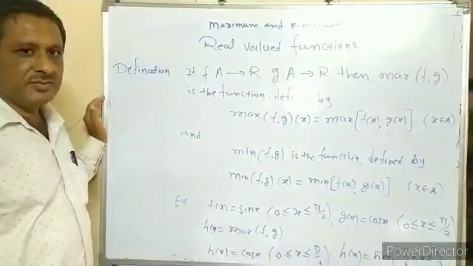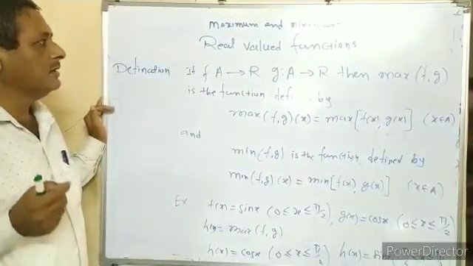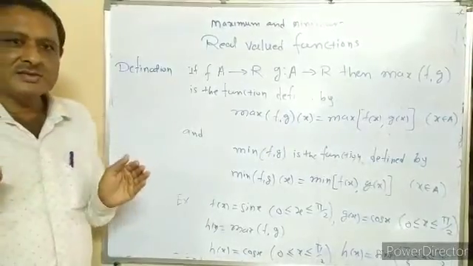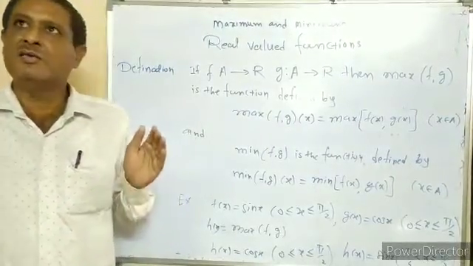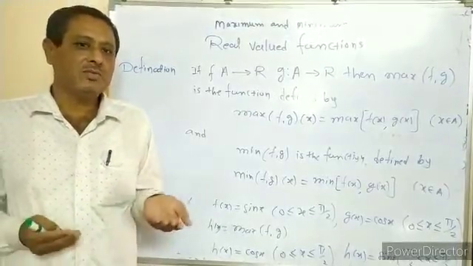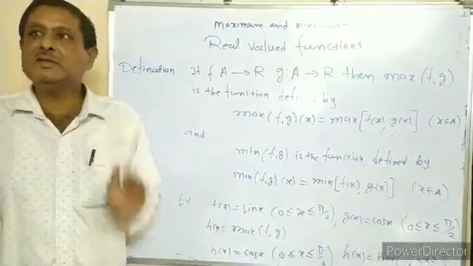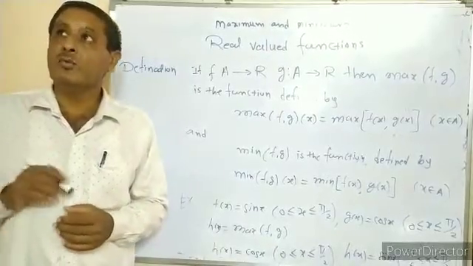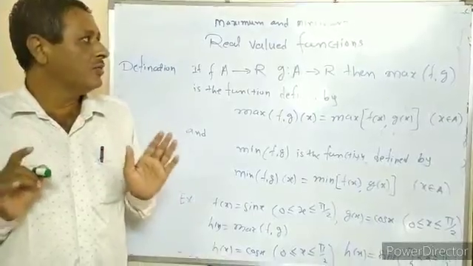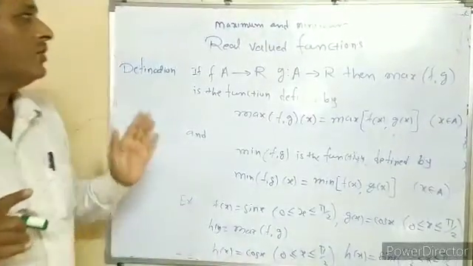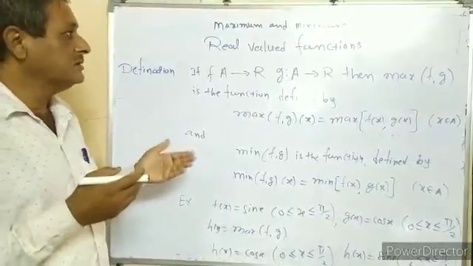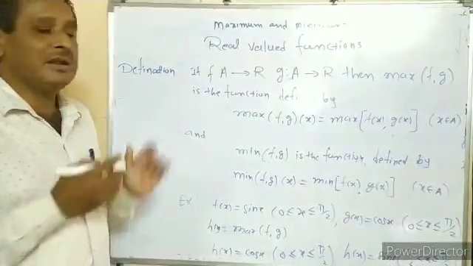In the last period, we have defined what is meant by real valued functions. Real valued functions means the functions whose value is a real number. This indicates that the codomain of the function is the real numbers. Now we are studying some properties of real numbers.